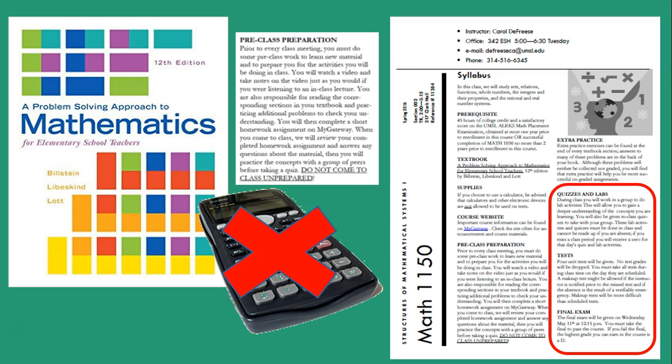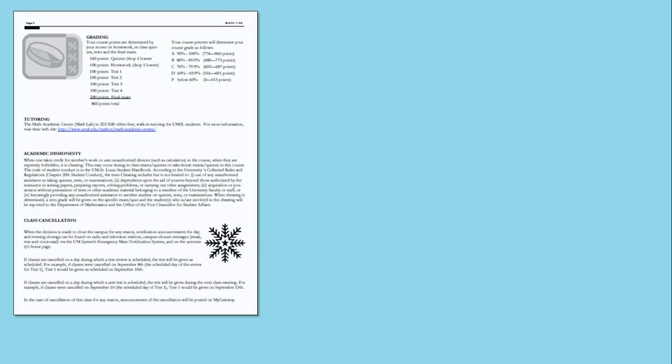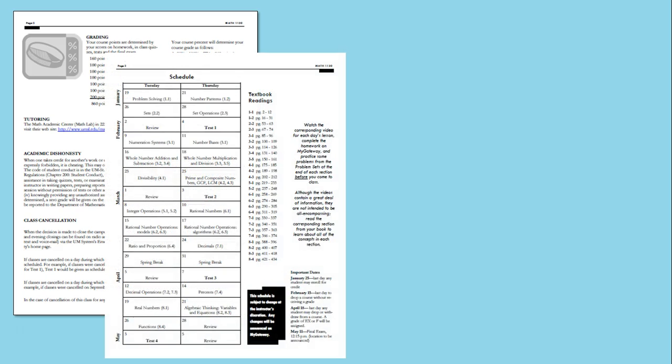Now there's also a part on the first page of the syllabus that talks about pre-class preparation that you'll have to do before every single class period. We'll get back to that in just a second. The second page of the syllabus talks about how your grade will be determined, where you can get some tutoring outside of class, the university's academic dishonesty policy, and what we would do if the class is canceled for any reason.